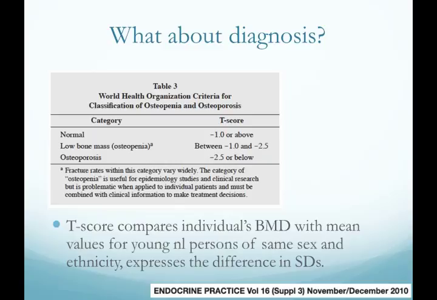And then they express the difference in standard deviations. So they will tell you that this woman's bone mineral density is 2 standard deviations lower than the average of young, healthy 30-year-old Caucasian females. So her T-score will be -2. If it's higher, then the T-score will be plus 2. And based on this table, you can diagnose the patient with either normal bone density, if the T-score is -1 or above, osteoporosis, if the T-score is -2.5 or below, or low bone mass, if the T-score is between them.